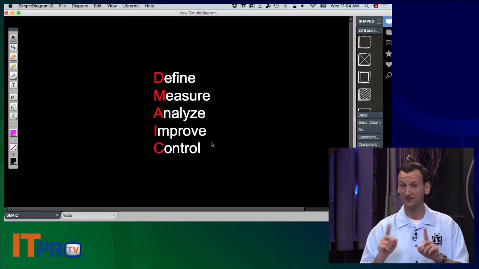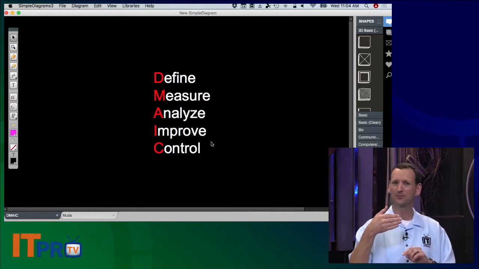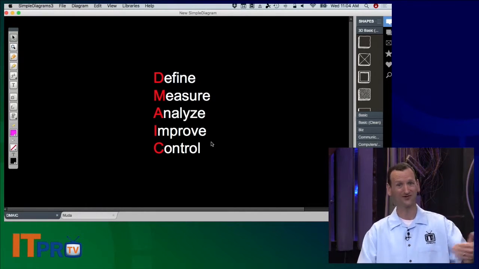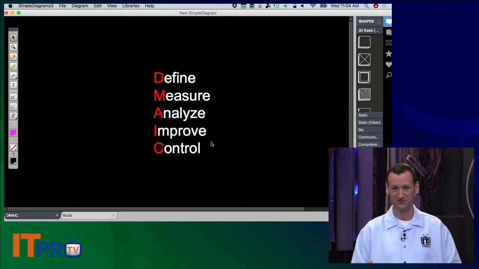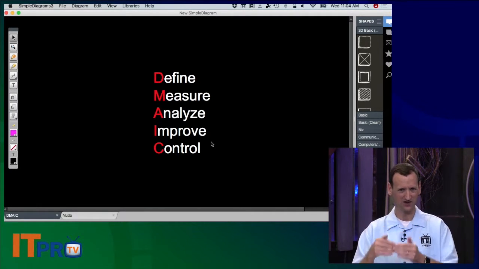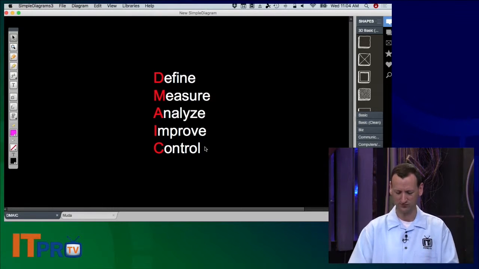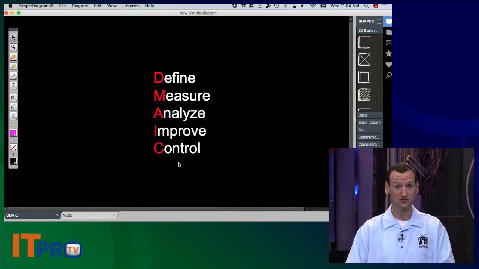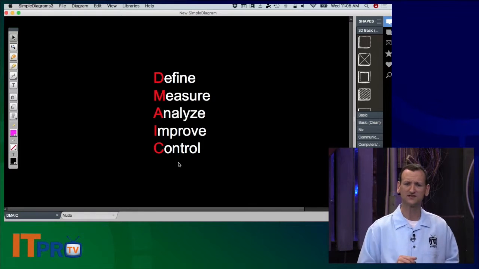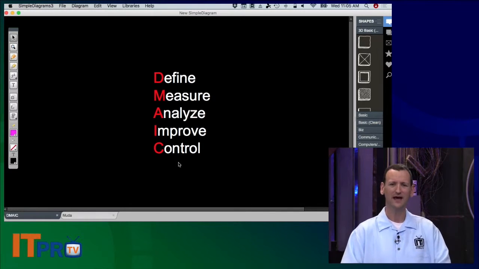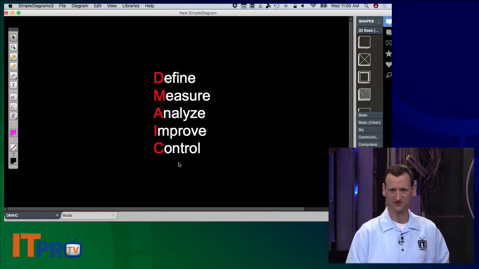Now, there does come a tipping point where improving would cost more than it's worth, right? You wouldn't get the necessary benefit. So you go through this cycle a few times before you reach that cost to benefit equalizer. And then lastly, we've got control. Control says, all right, we're going to keep doing this. How do I make sure that I always get consistent results?